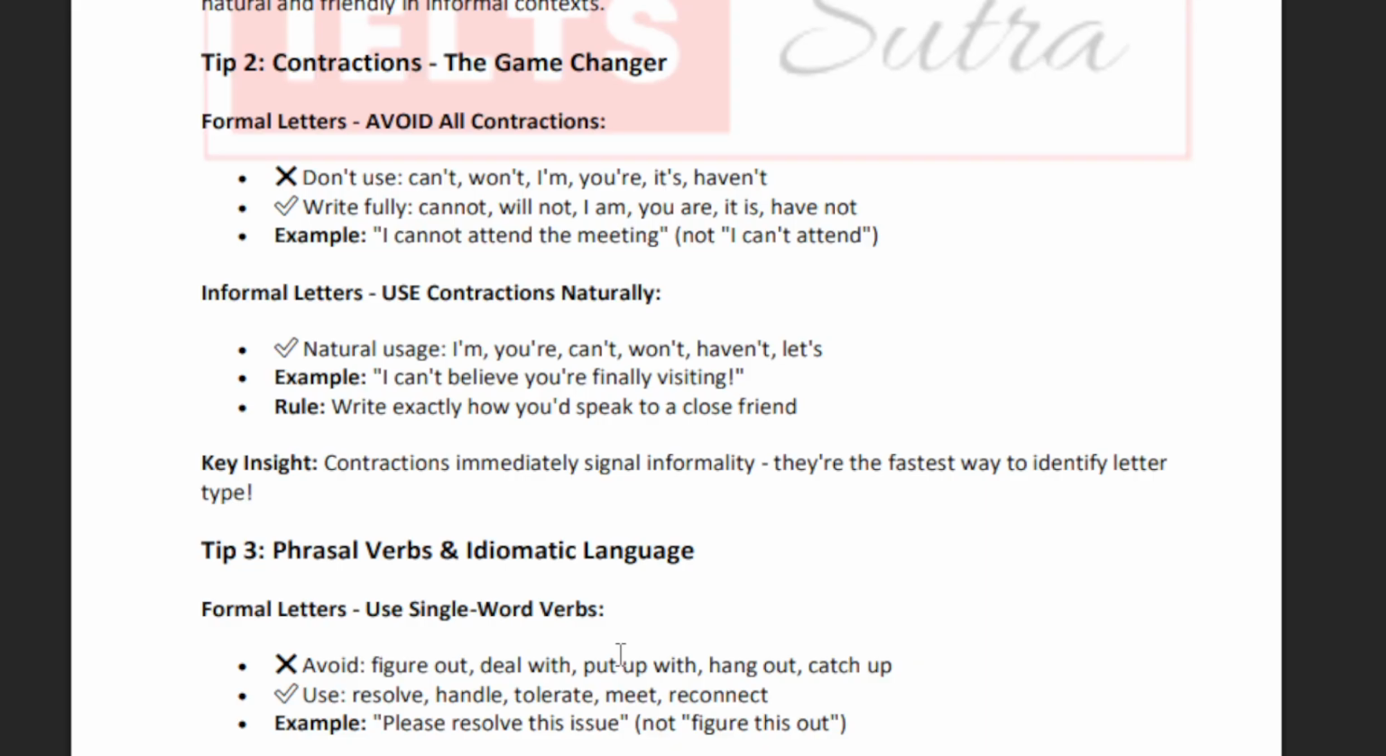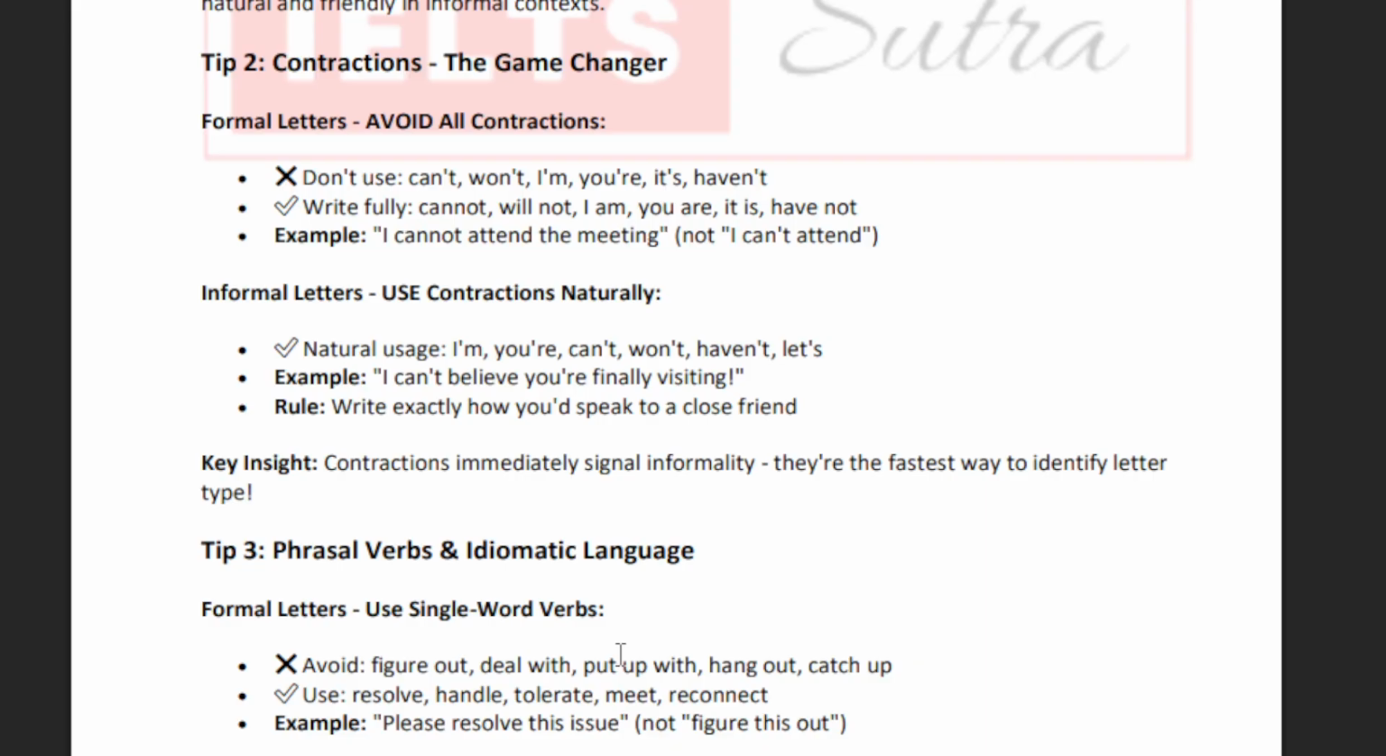For example, instead of saying can't, say cannot. Instead of saying won't, you say will not. Similarly, I am, you are, it is, have not. For example, I cannot attend the meeting. Don't say I can't attend. This is not acceptable. On the other hand, in informal letters, you can use contractions more naturally. For example, you can say I'm, you're, can't, won't, haven't, let's. For example, I can't believe you are finally visiting. The rule is that you write exactly how you speak to a close friend.